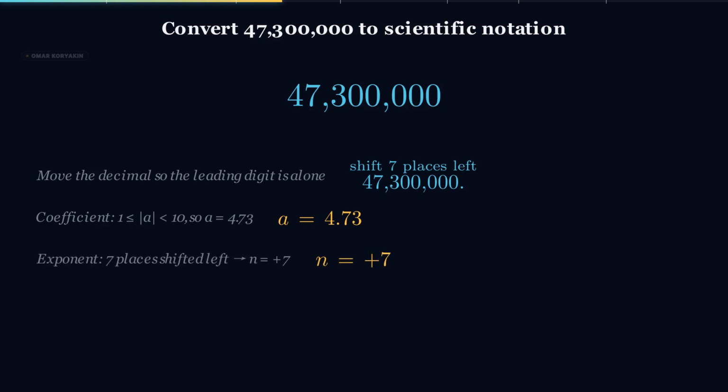Step 3. Read off the exponent. We shifted the decimal 7 places to the left, so the exponent is plus 7. Leftward shifts give positive exponents, rightward shifts give negative exponents.